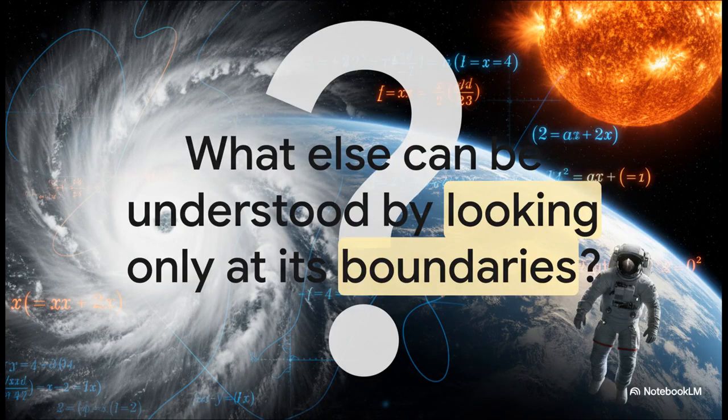And that really brings us to the final thought here. This incredibly powerful idea that you can understand the interior by looking at its boundary, it's like a new lens for seeing the world. From a hurricane to an astronaut to the sun itself, some of the deepest truths are written right there on the edge. It makes you wonder, right? What else could we understand if we just knew where to look for the boundary?